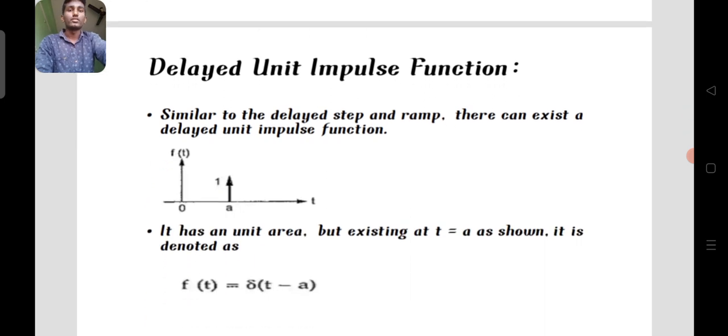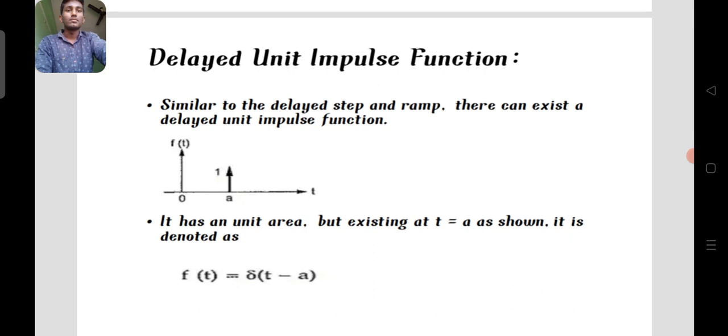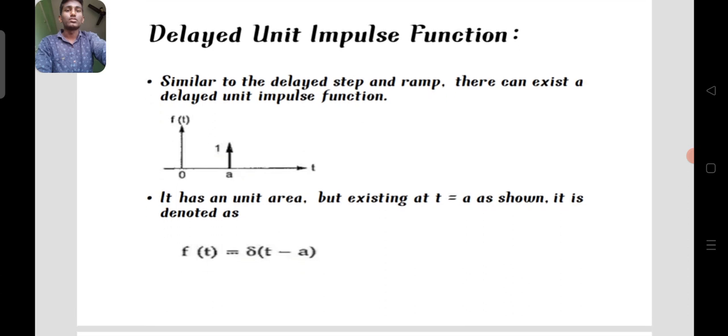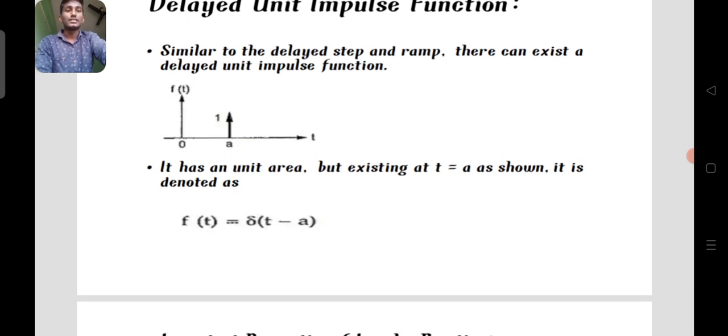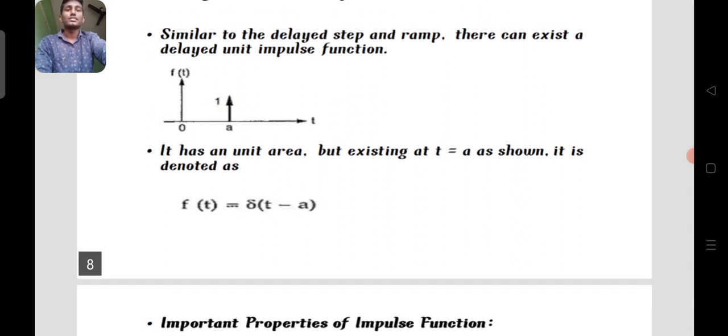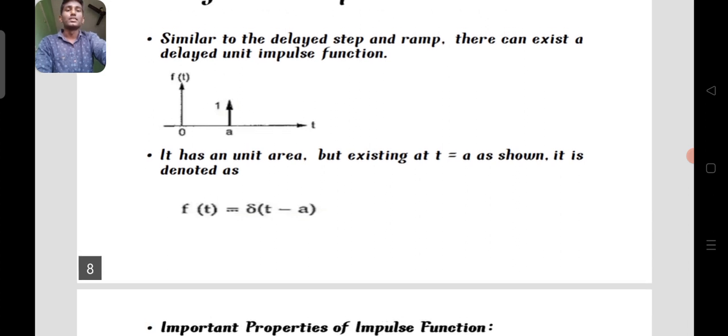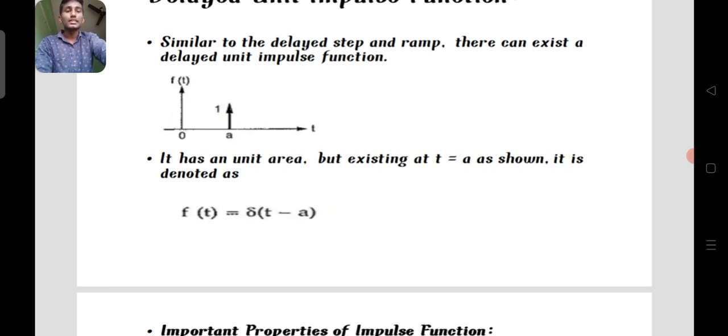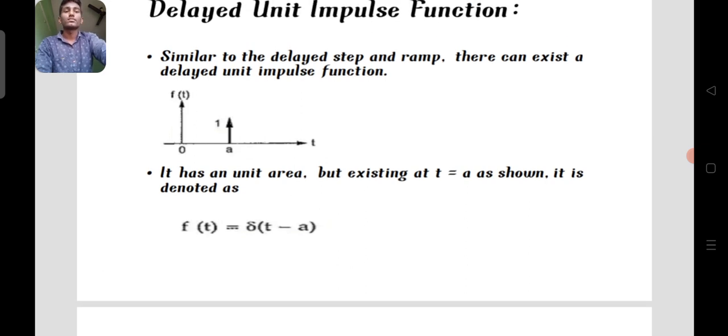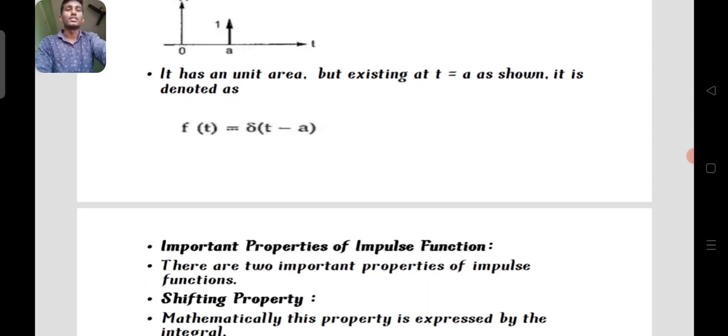Now we are going to discuss another function called the delayed unit impulsive function. It is similar to the delayed step or ramp. There exists a delayed unit impulsive function. Here you can see the graph related to it. It has unit area but exists at t equal to a, as shown. It is denoted as f of t equal to delta of t minus a. In the normal impulsive function, t equals 0; here t equals a.